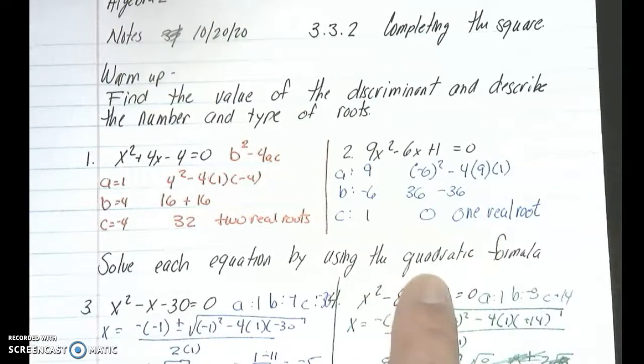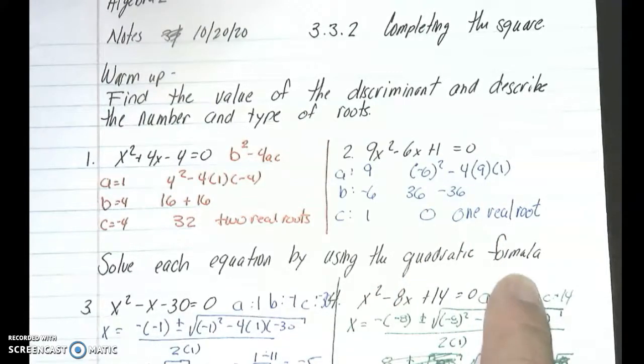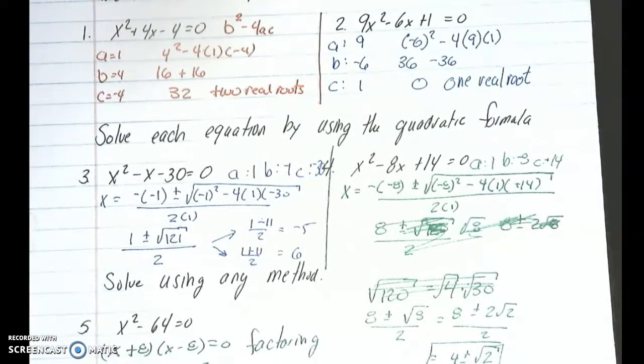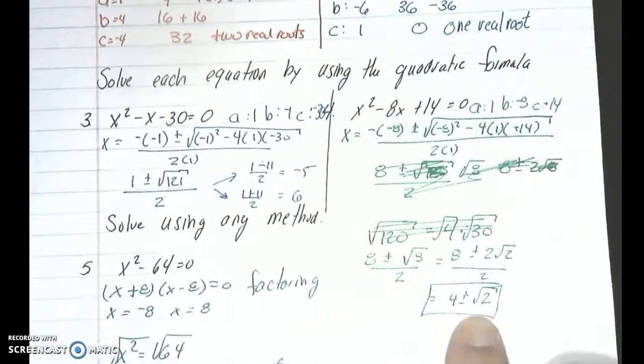And we solved each equation by using the quadratic formula. So we got -5 and 6 here. And then, let me scoot that up, sorry. And this one over here gave us 4 plus or minus the square root of 2.